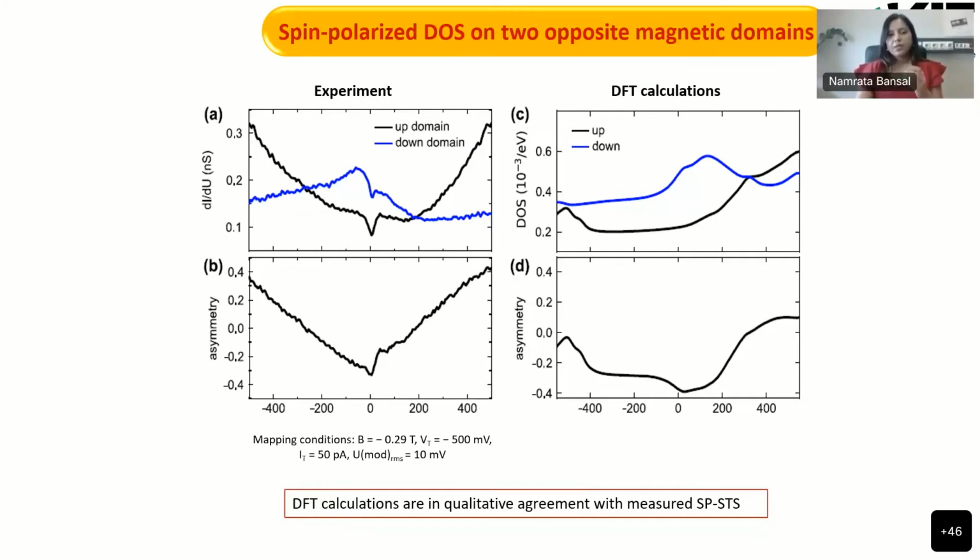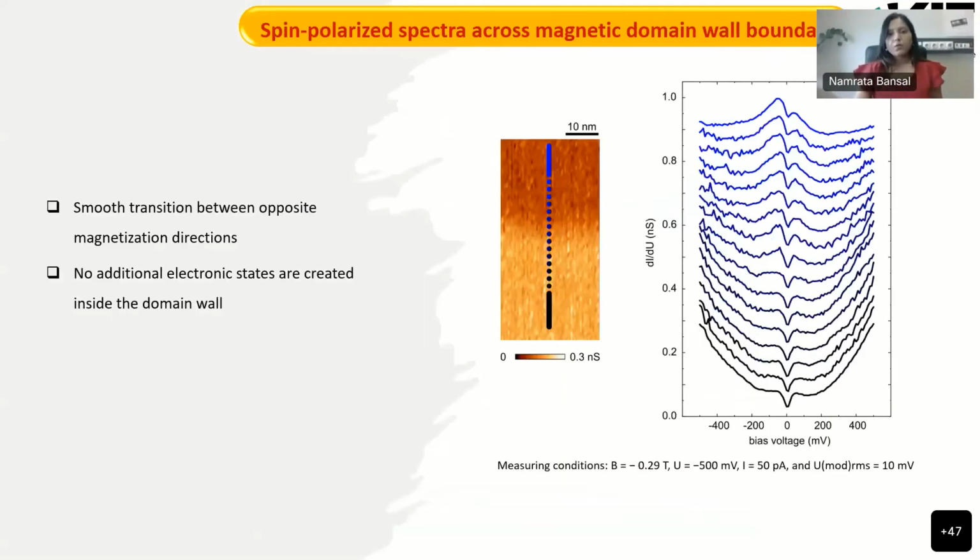So here we can say that the DFT calculations are in qualitative agreement with the spin polarized STS. Now, as we have already talked about the magnetic bubbles, for our curiosity we zoomed in on these magnetic bubbles which we had found, and we reached the level of the domain wall boundary. This is a very small scan, around 30 nanometer by 50 nanometer.